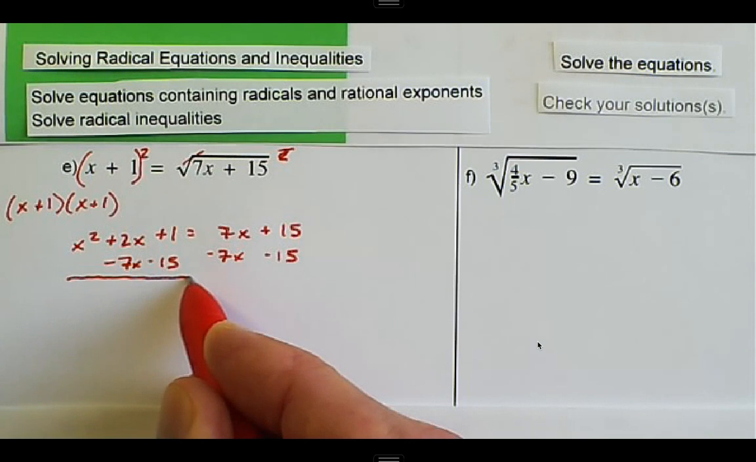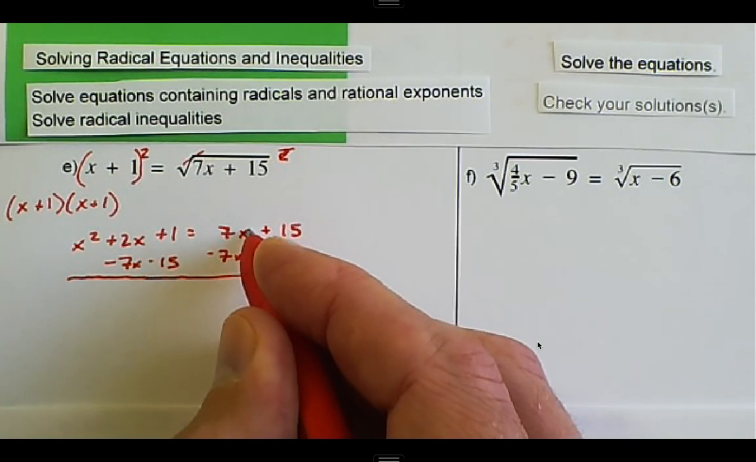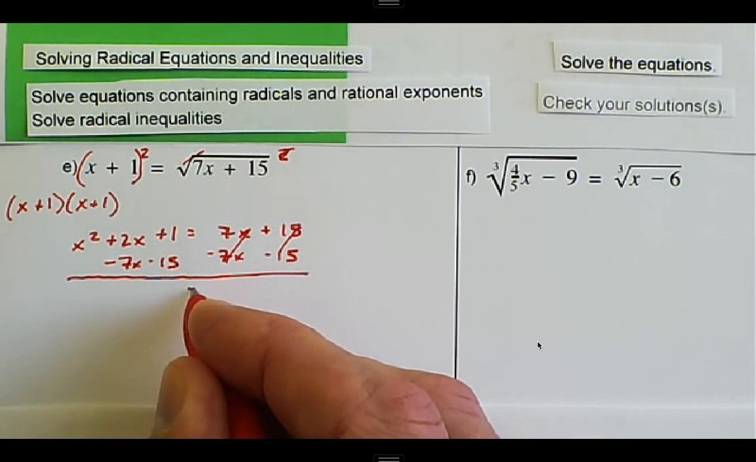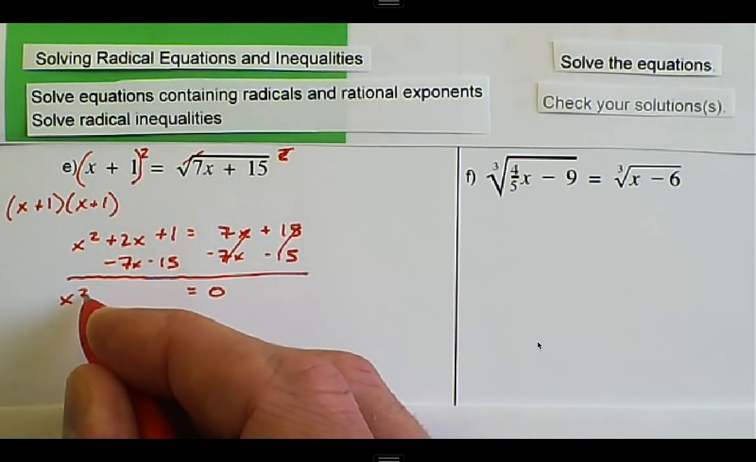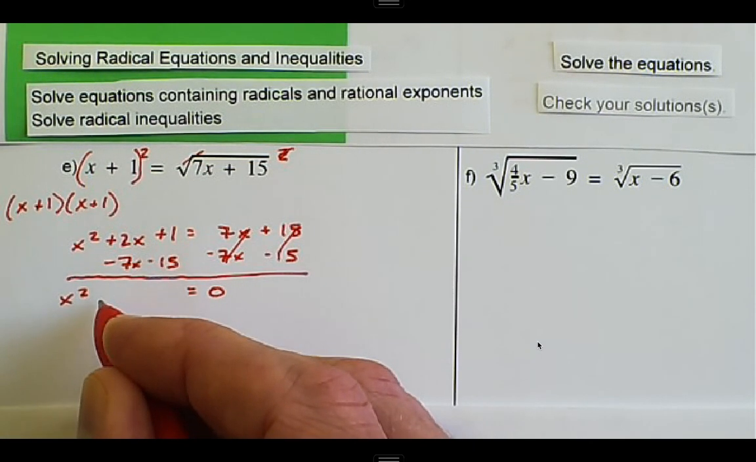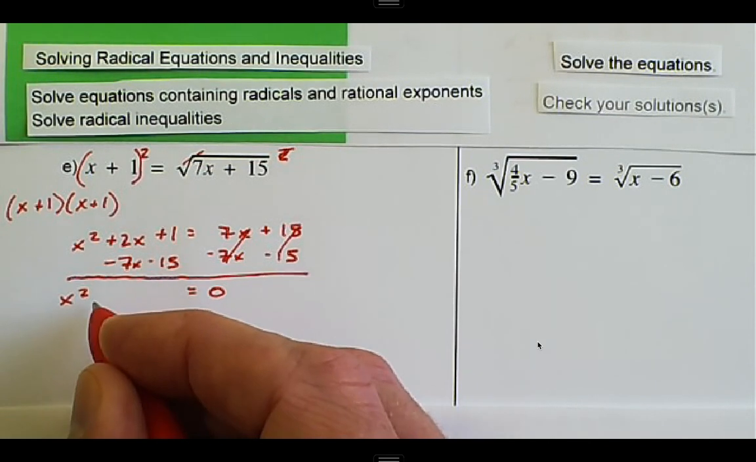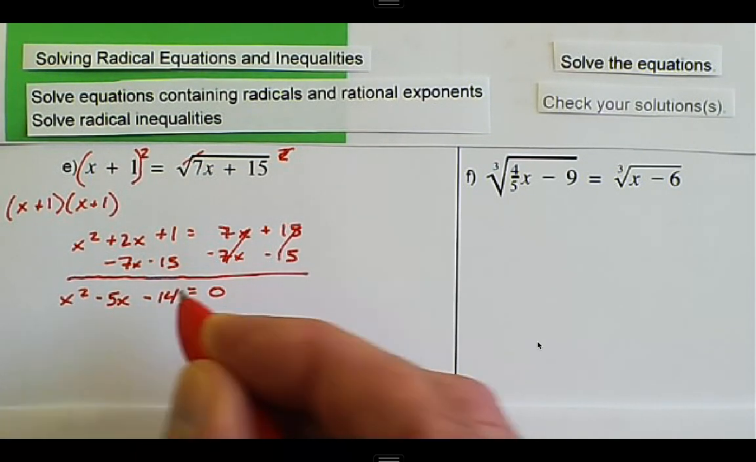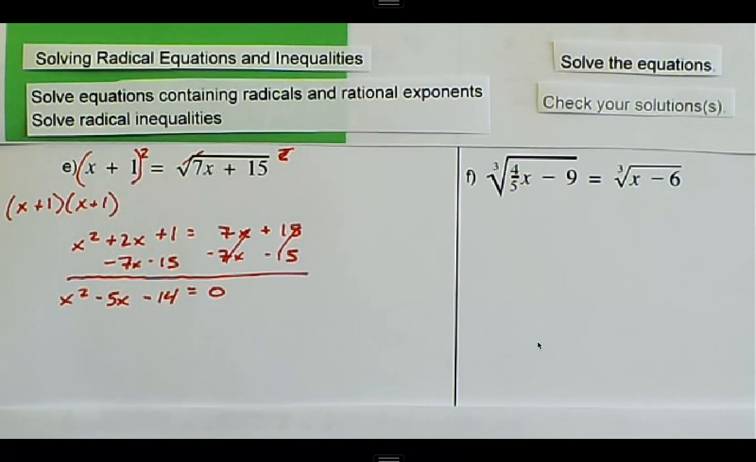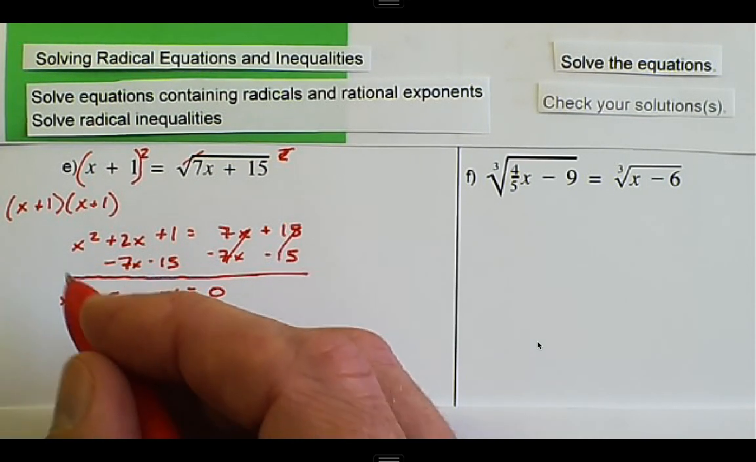And so these cancel, and then we're left with 0 on the right. x squared minus 5x minus 14. And then we can either factor or use the quadratic formula. In this case, this is a factorable equation.